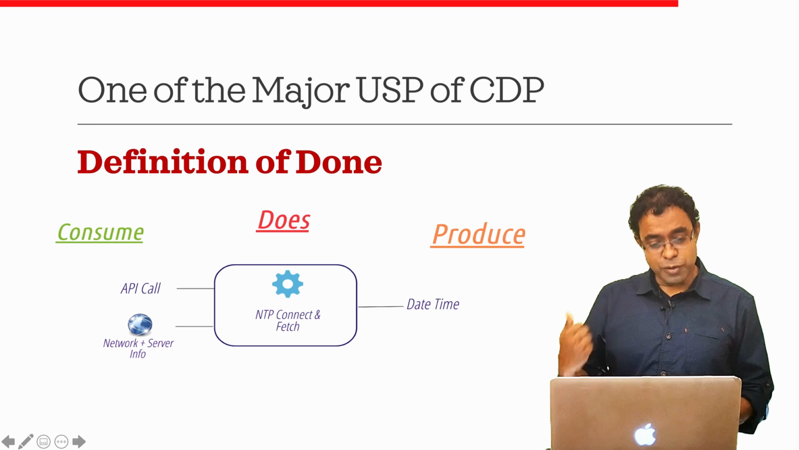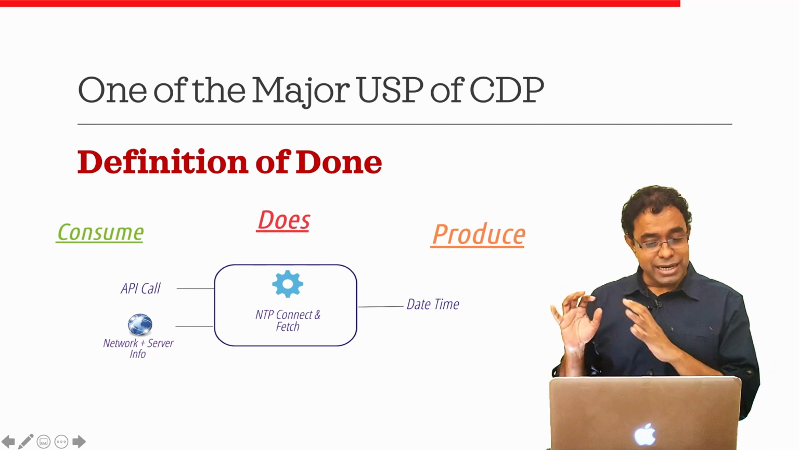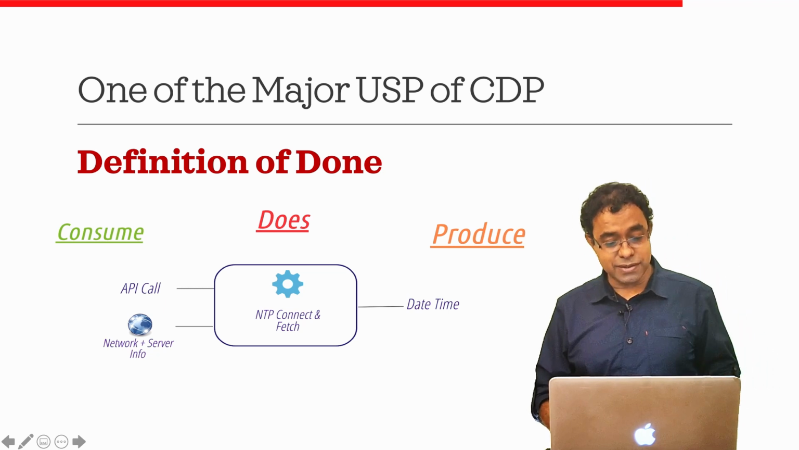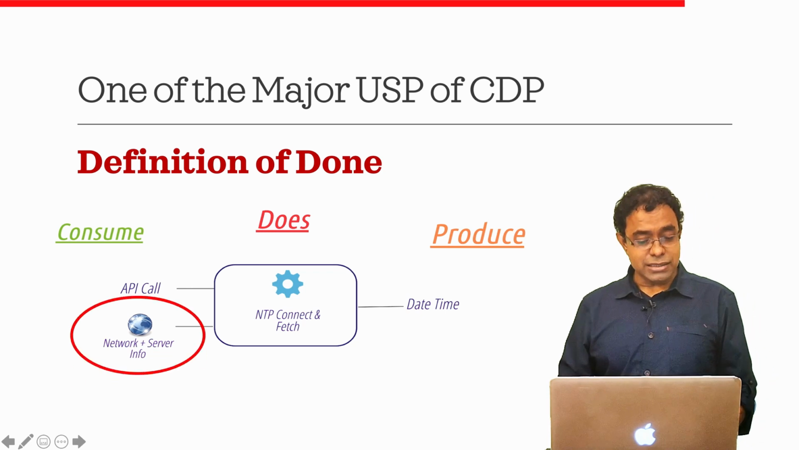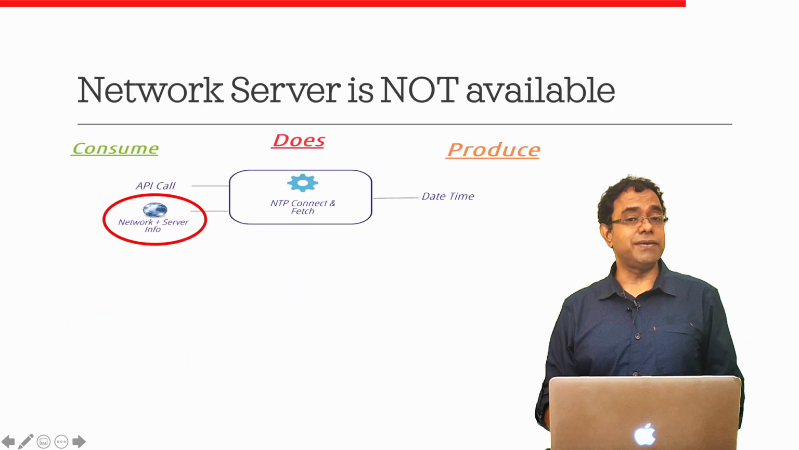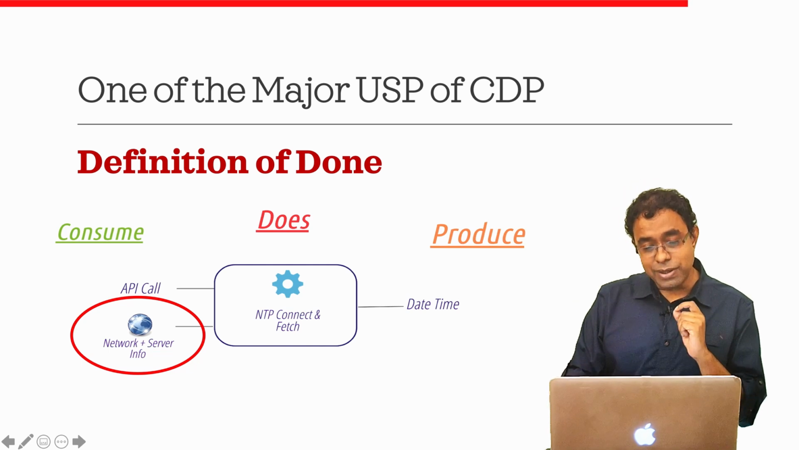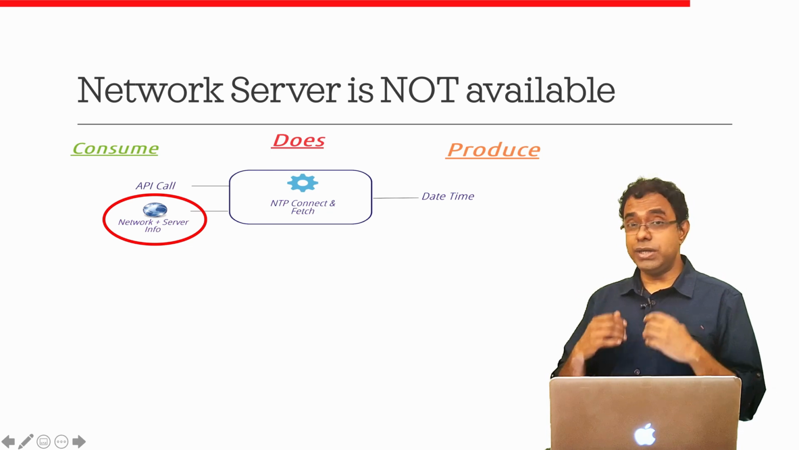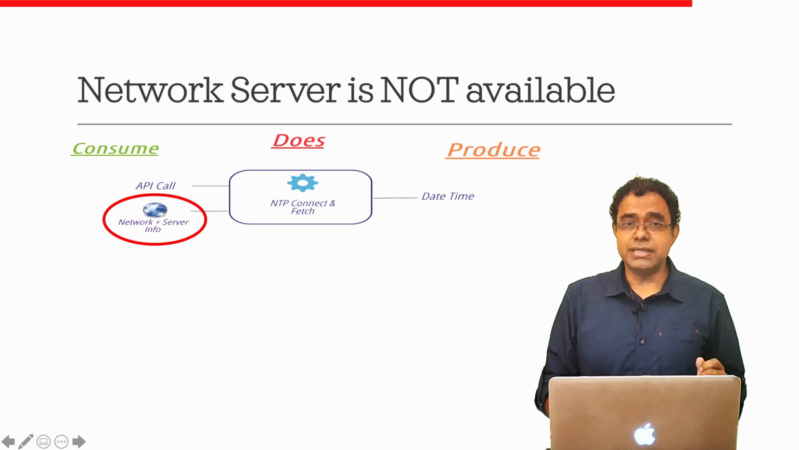Now let's go back and talk about the same NTP connect and fetch. It has three things. Consume is API call, network plus server info, produce is date and time. Now let's talk about network plus server info. What happens is that by the time you are developing this requirement, network server info is not available. There can be a multitude of reasons for the same.